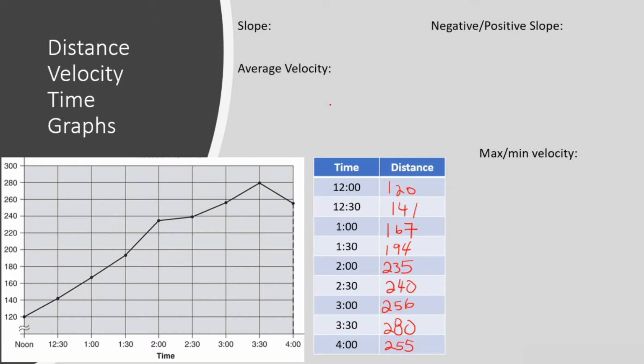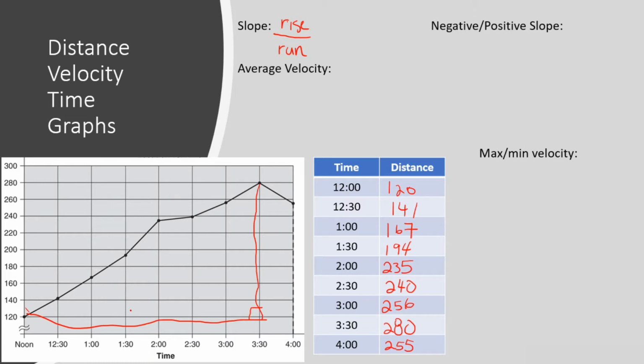Let's revisit slope. Slope, as we said before, is rise, which is a change in y, over run, which is a change in x. In a distance-time graph, the rise is the change in distance. I'm going to pick 2 really nice points and look at this triangle. I'm looking at an average slope between noon and 3:30.